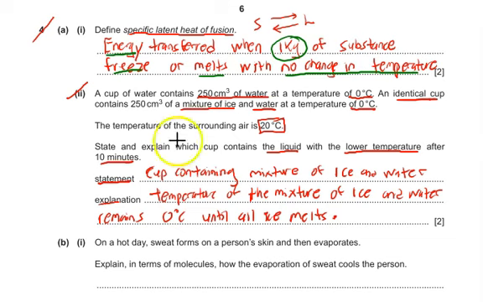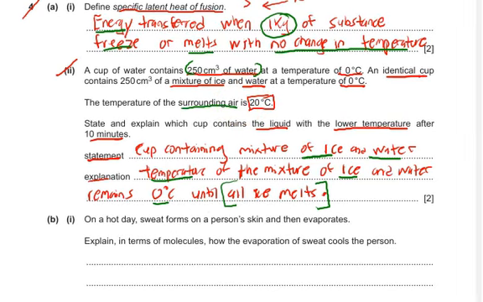So your answer here will be the cup containing the mixture of ice and water. Why? Because the temperature of the mixture of ice remains 0 until all the ice melts. If you look at the first cup, it only contains water, it doesn't have any ice. So the temperature of the water will rise until it reaches equilibrium with the surrounding air temperature. Okay, let us move on with B.